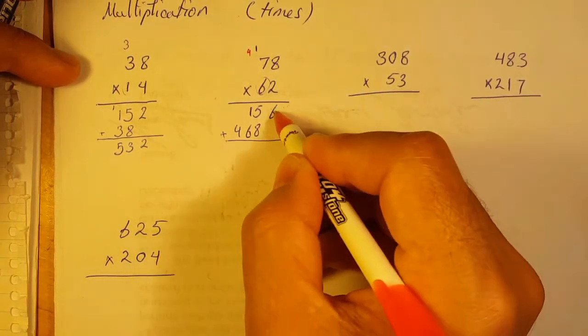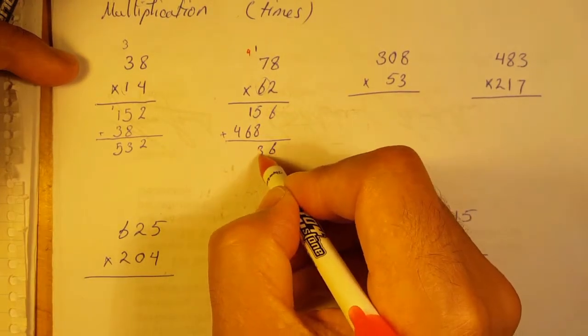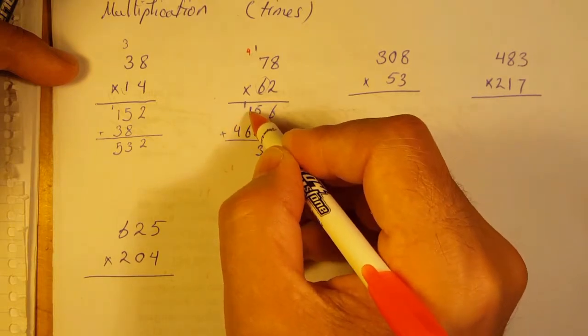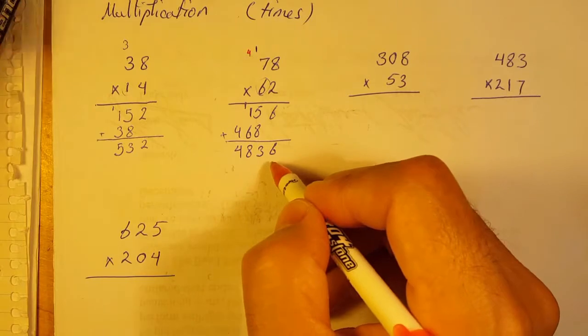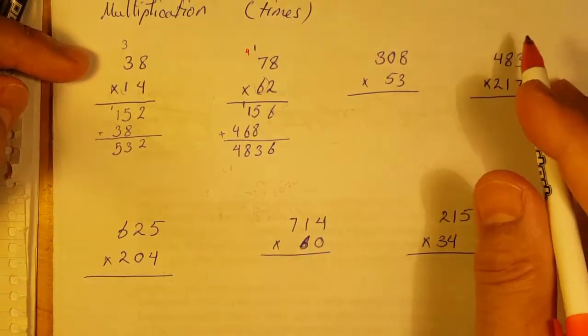Now we add these two. 6 plus nothing, 6. 5 plus 8 is 13. 3 here, 1 goes up. 1, 2, and 6, 8, and 4. So 4,836 is the result of multiplying these two numbers.